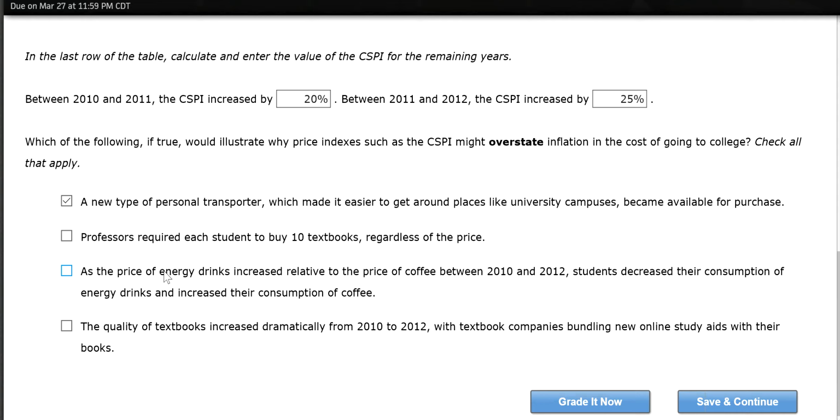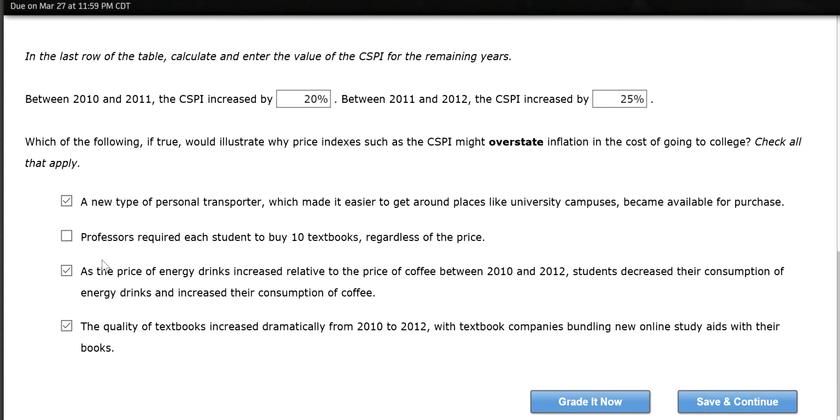And as the price of energy drinks increased relative to the price of coffee between 2010 and 2012, students decreased the consumption of energy drinks and increased the consumption of coffee. So this is a change of consumer behavior. So when consumer behavior changes, this will also overstate our inflation. And the last one: the quality of textbooks increased dramatically from 2010 to 2012, with textbook companies bundling new online study aids with their books. So this is a change of quality. So when this happens, we'll also overstate inflation. So check that one too.